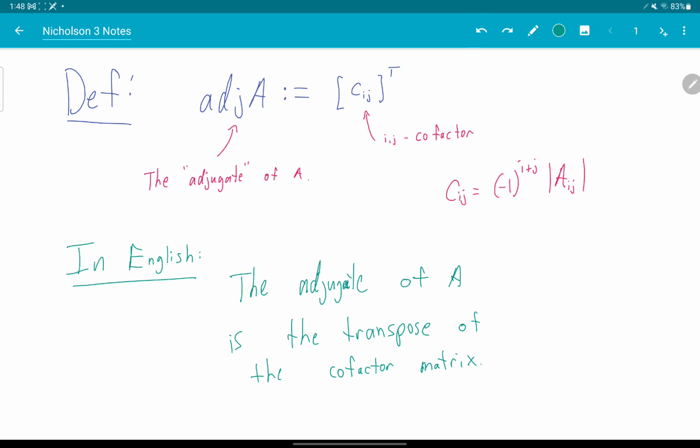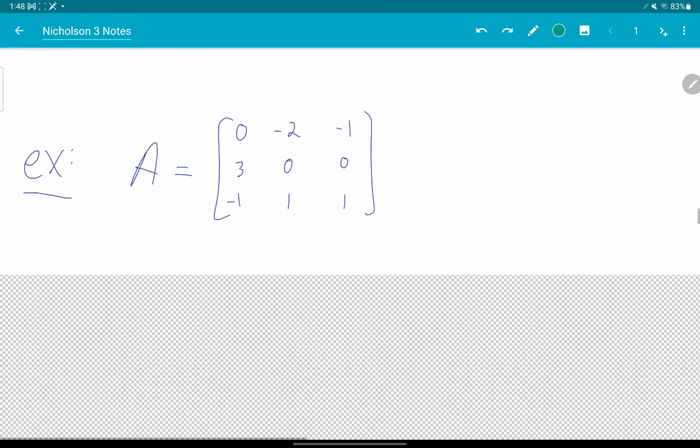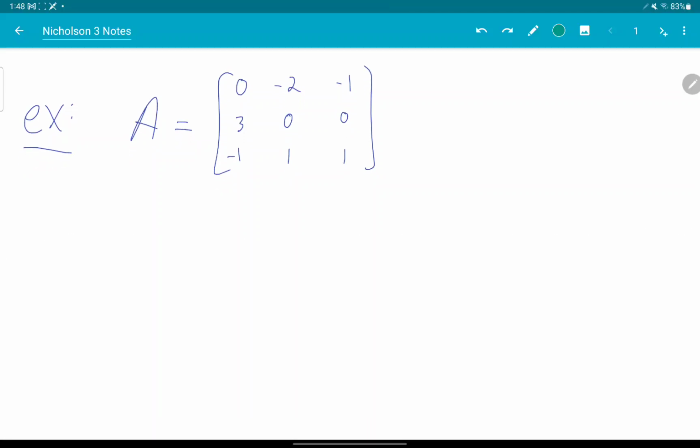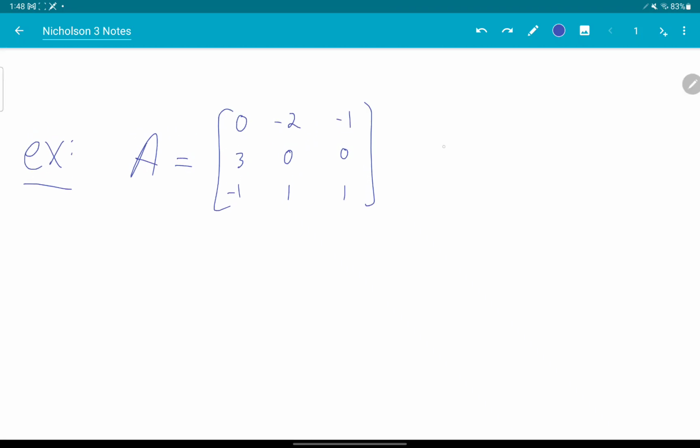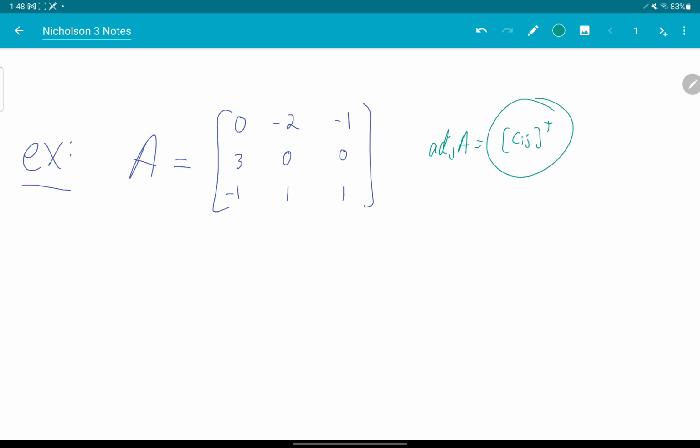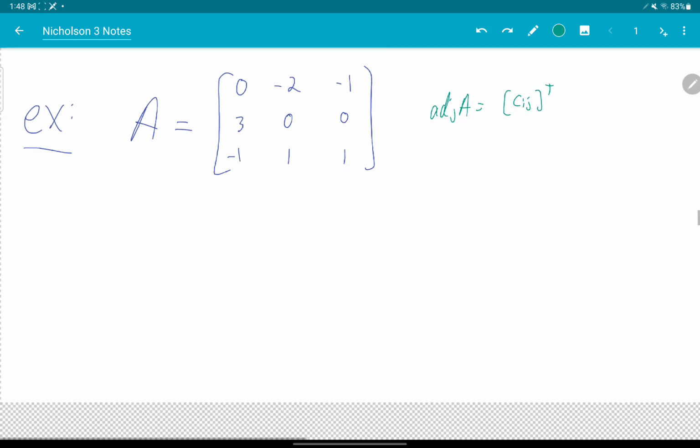Let's do some examples to illuminate this, especially this weird thing. So an example. I'll find the adjugate of this matrix. So my formula is, let's go green here. Adjugate of A is the transpose of the cofactor matrix. So I'm going to find these cofactors. There's going to be 9 of them, 1 for each entry here. So why don't I go ahead and just start calculating those.